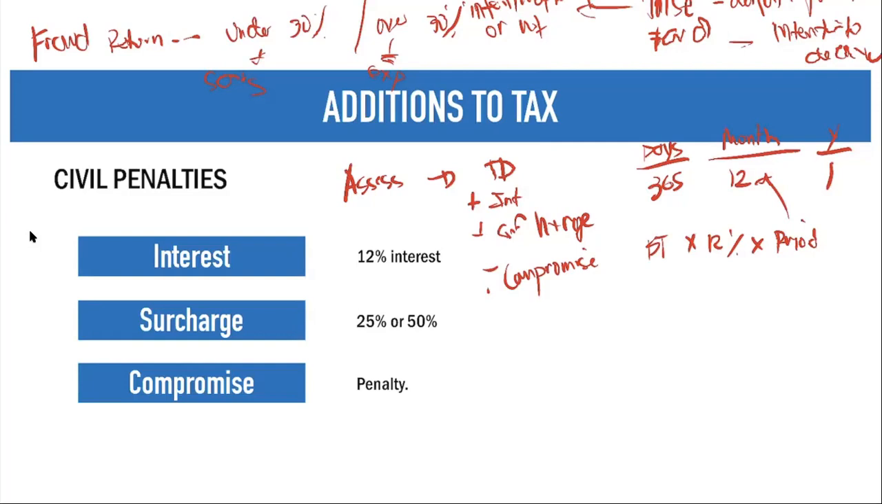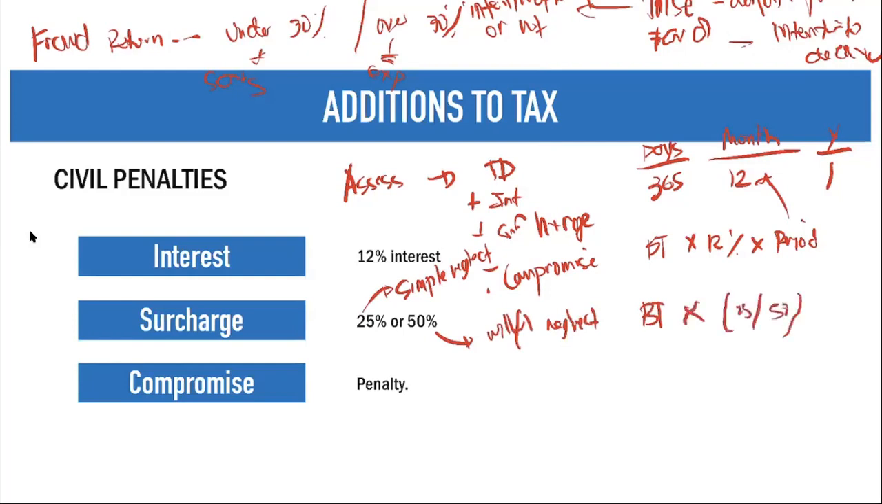Your surcharge is 25% or 50%. 25% if it is simple neglect. Later we will discuss when it is simple neglect. 50% when it is willful neglect. So how does that work? Basic tax, either 25% or 50%.